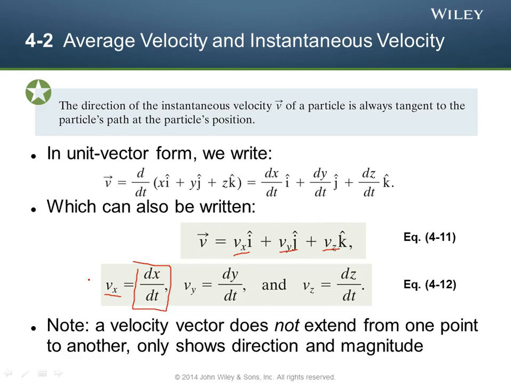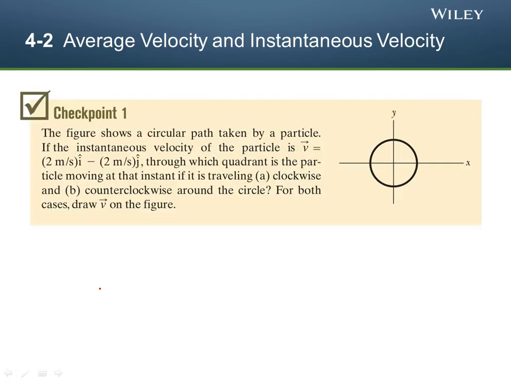The longer the vector is, the larger the velocity is, and the orientation of that vector shows the direction of the change in position. So let's look at an example here, and in this figure we show a circular path that's taken by a particle. If the instantaneous velocity of the particle is given by this function, 2 meters per second i hat minus 2 meters per second j hat, through which quadrant is the particle moving at that instant if it is traveling clockwise or counterclockwise around the circle? For both cases, we want to draw this velocity vector on the figure. So let's look at this first situation. If it's clockwise, that means we're rotating in this direction.